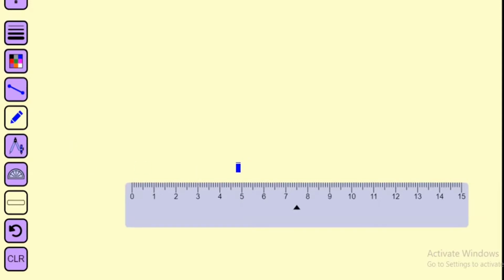So the first step is we have to construct the base. That is, construct a line segment AB which is having a measure of 5 cm. So using the scale and pencil we will be drawing a line segment AB and we have to mark the points A and B and write the measurement as 5 cm. So the first step we are finished. The first step is to construct the line segment, that is the base. Only one side is given, so we have to draw that side with the help of a ruler.